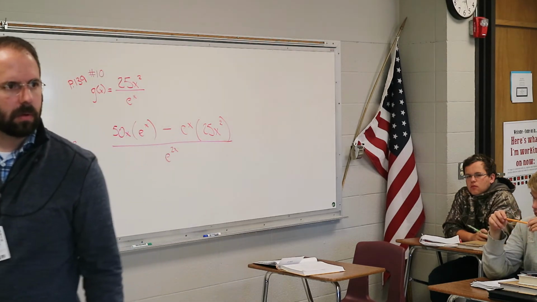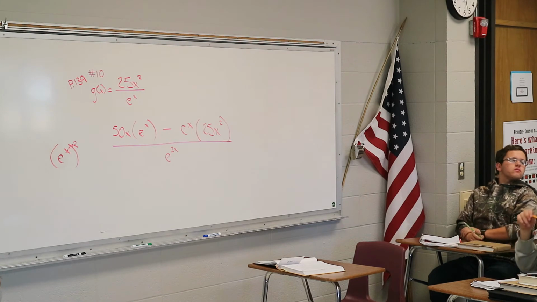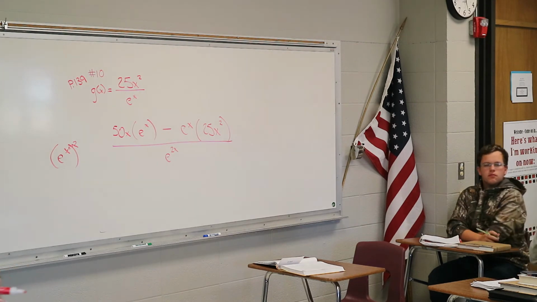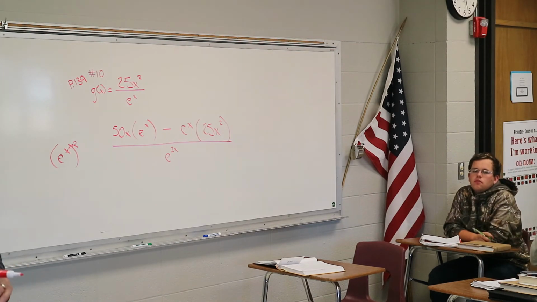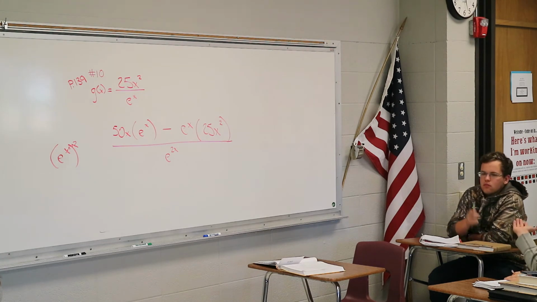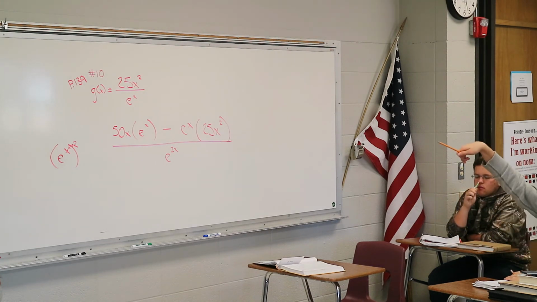It's okay. Wait, will you come here and look at this? How do you write the 50? I don't understand if I did it right. 50x e to the x. Does it matter what order it goes in? I prefer to do e. No, you can do e, that's fine. 50 e to the x, x. And then 25 e to the x, x squared, all over e to the 2x, or e to the 2x, whatever.